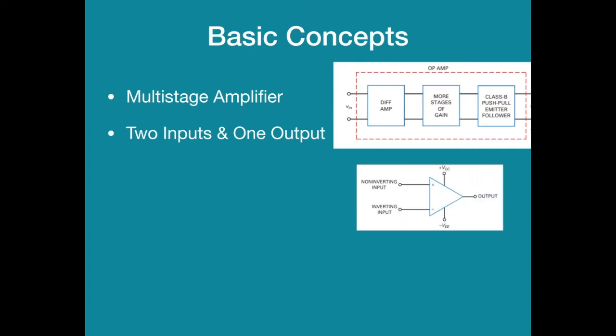This amplifier is having two inputs and one output. The inputs are termed as non-inverting input and inverting input. It is because when you apply any signal to inverting input, it gives you out of phase output. There is a 180 degrees phase shift between input and output. And when you give input to non-inverting end, then the output is in phase with the input signal.